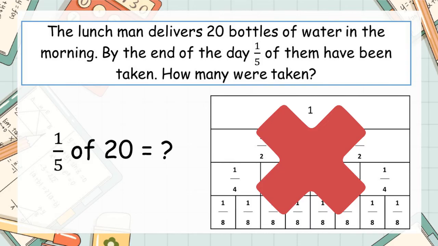Instead, we have to try and do a sum. So remember these questions? 1/5 of 20 is equal to something. Can you remember how we solved that type of fraction problem? Pause the video and see if you can figure out what the answer is.